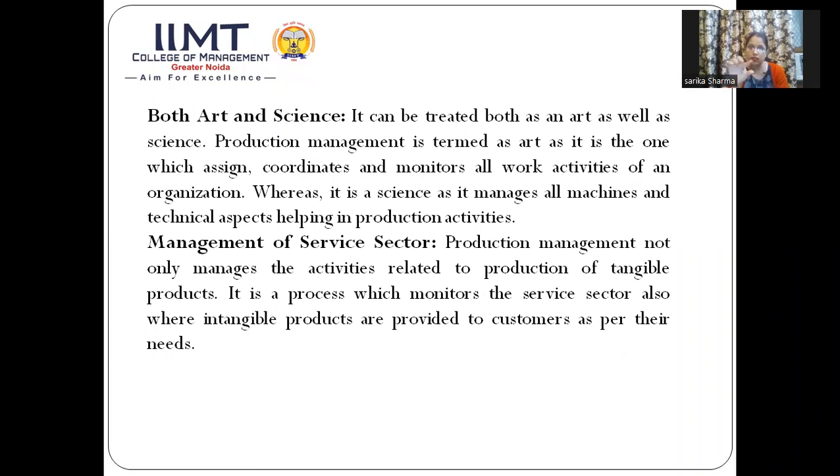So to make or design any product, we need to know what the art is, and the science is for measurement of the product, and it's necessary to know what technology the company is using. So science is very necessary to know about the product. It is science as it manages all machines and technical aspects helping in production activities.